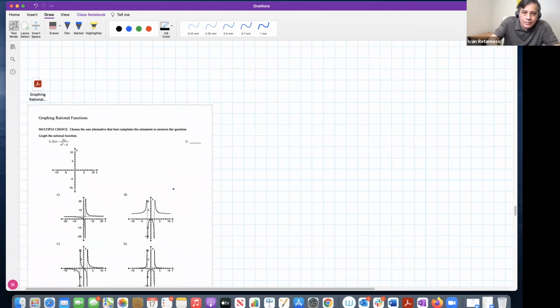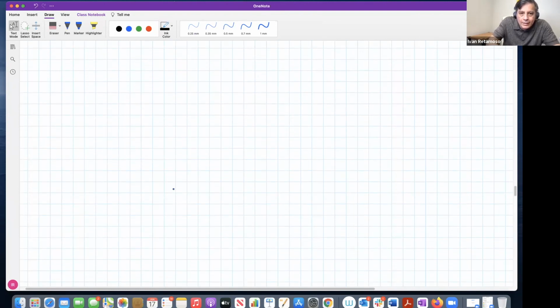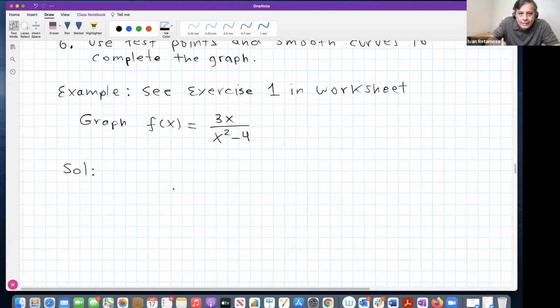I'm gonna show you which is the graph. All right, so start with step 1, which says factor and simplify. So let's start with that. Step 1 says factor and simplify.